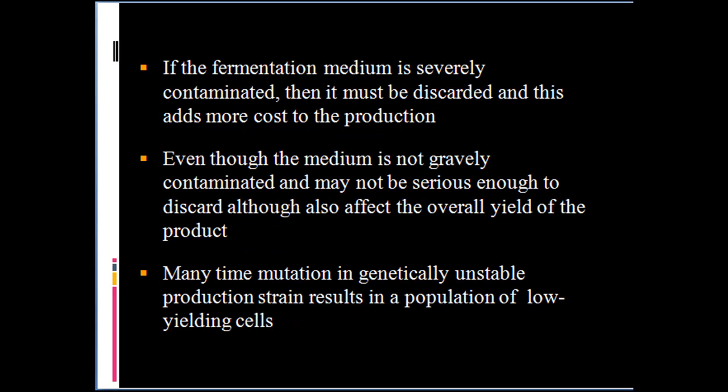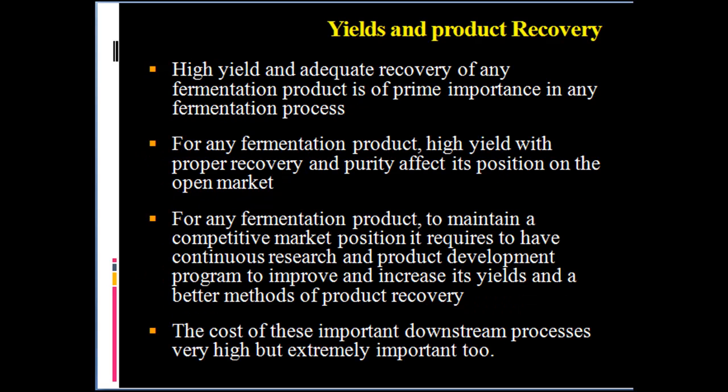If the fermentation medium is severely contaminated, then it must be discarded, and this adds more cost to the production. Even if the fermentation is not gravely contaminated and not serious enough to discard, it may still affect the overall yield of the product. Many times, mutation in the genetically unstable production strain results in a population of low yielding cells.